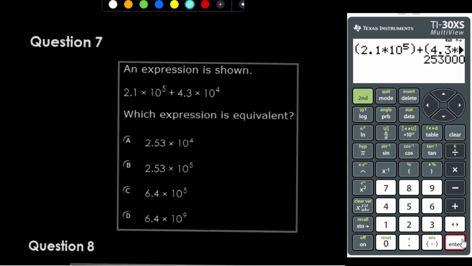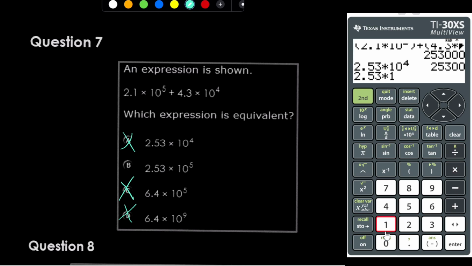Okay. So this immediately eliminates choices C and D. Why? Because it's not 253,000. So now let's go to our calculator again. Let's put in 2.53 times 10 to the 4. That's 25,300. Does that match? No. Cross it out.